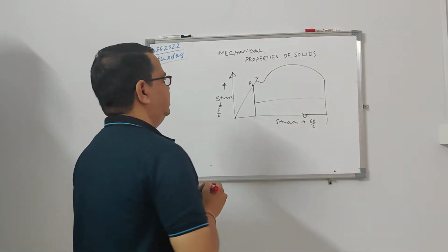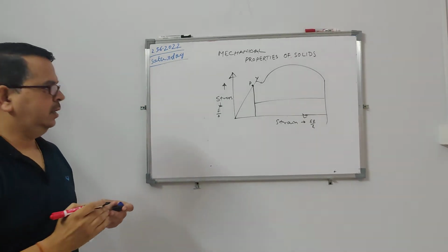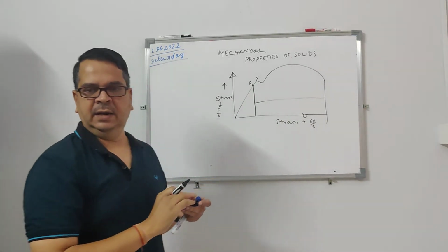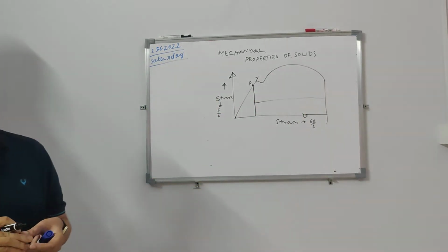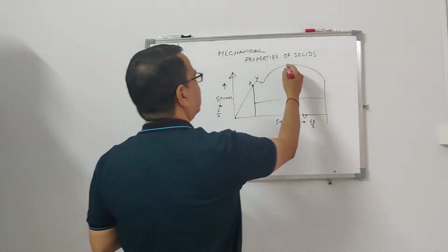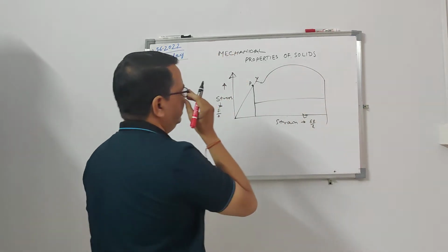In this region, stress is not proportional to strain. Proportional means it is a straight line. So beyond the proportionality limit, it is not a straight line. Because this is a curve, what is the implication?